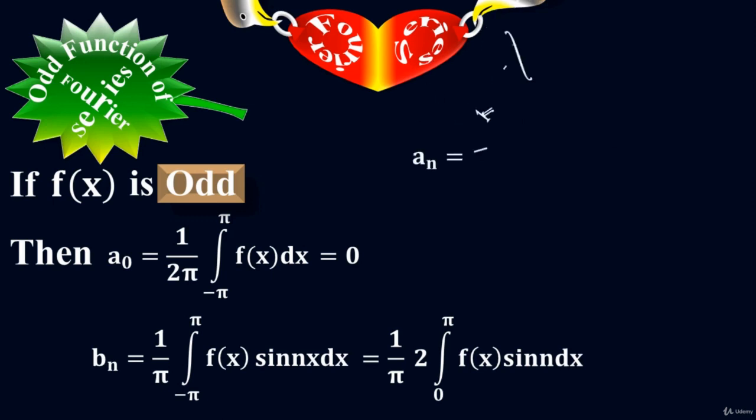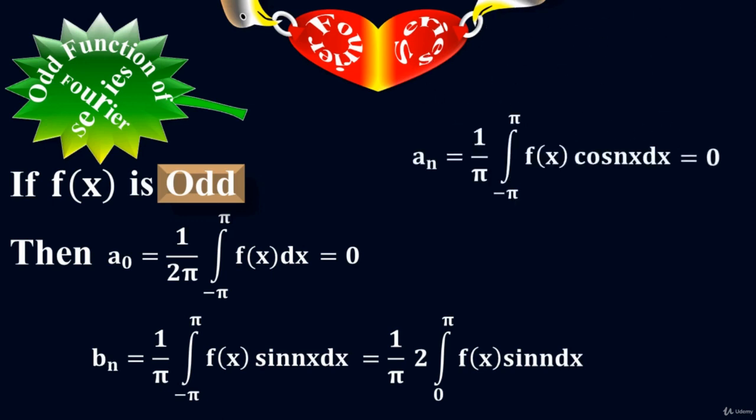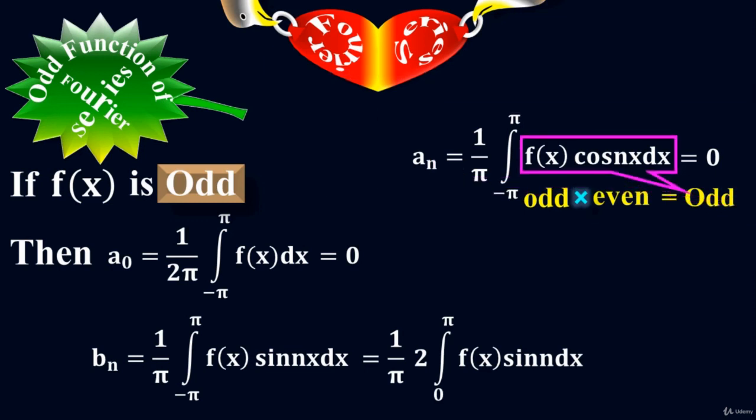But what if I take a sub n? It equals 0. How? The given function is odd. Cos nx is even. So odd times even equals odd. Remember, I have already mentioned odd and even functions in a prerequisite lecture. So this whole thing is odd. And according to the Fourier series, if the function is odd, it equals 0.